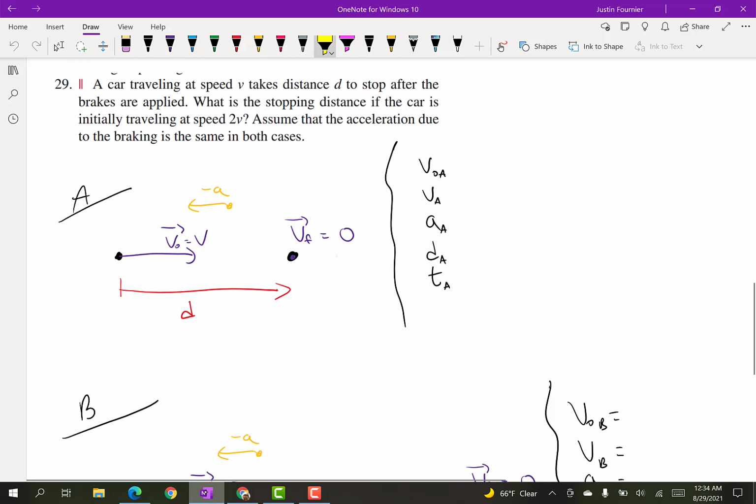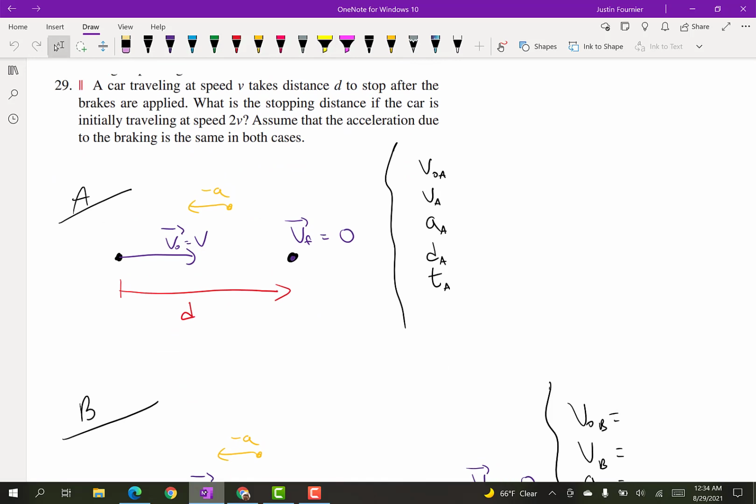So then this last problem says a car traveling at a speed v takes a distance d to stop after the brakes are applied. What is the stopping distance if the car is initially traveling at a speed of 2v? Assume that the acceleration due to the braking is the same in both cases. So I will assume that because that's pretty much true. So at first it's got a speed v, travels a distance d, and then they're saying, all right, then it's traveling at speed 2v. What's the new distance that it's going to have?